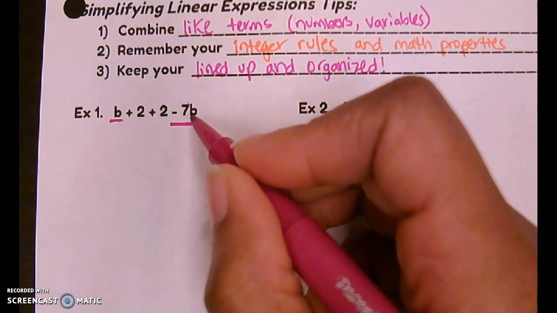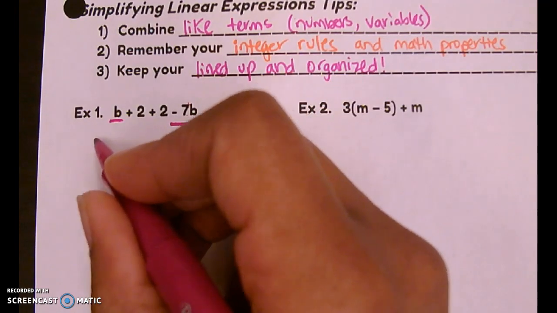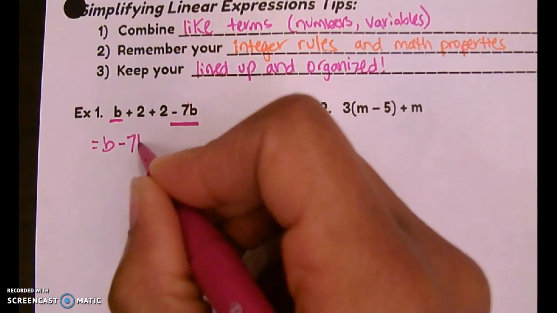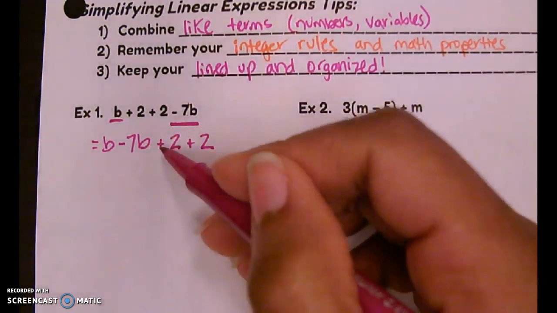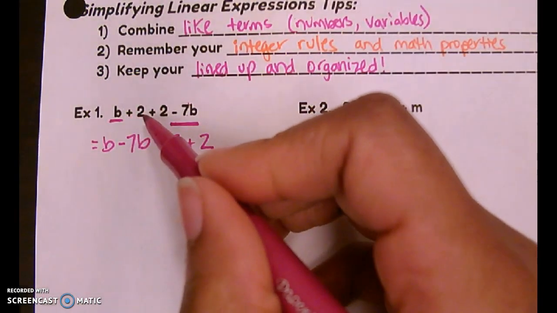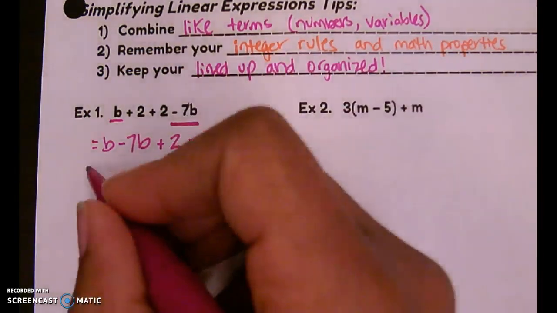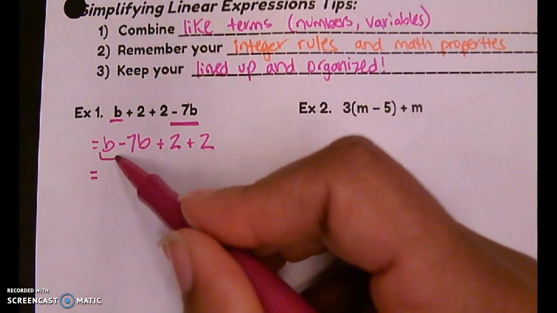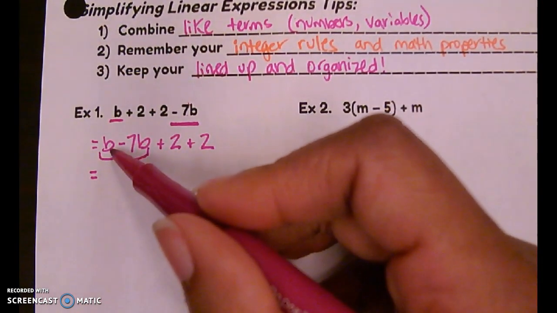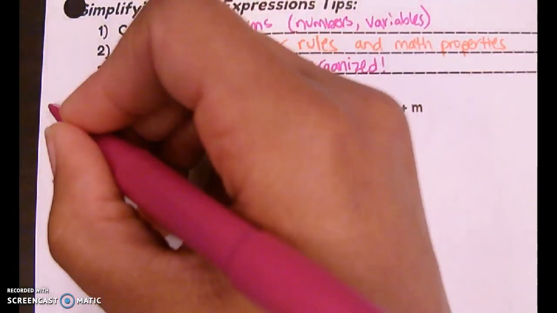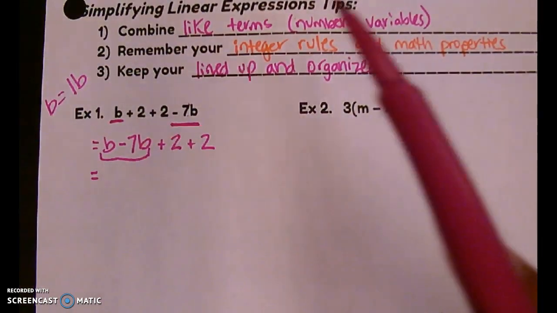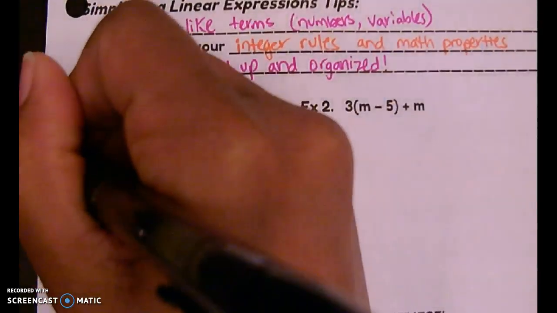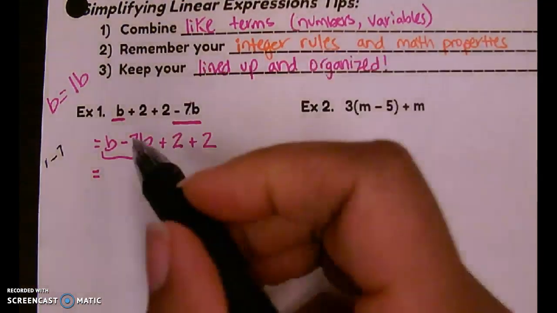So right now, essentially, I have b minus 7b plus 2 plus 2. Now you might be wondering, how did you get this plus 2 plus 2? Well, if I look right here, there's a plus 2 and then there's a plus 2. Now I can go ahead and solve my b situation. Since there's no number in front of b, it is understood that, and I'll write this on the side, b is the same thing as 1b. Okay? So essentially this is just like saying 1 minus 7. Okay? We're still dealing with our b situation.